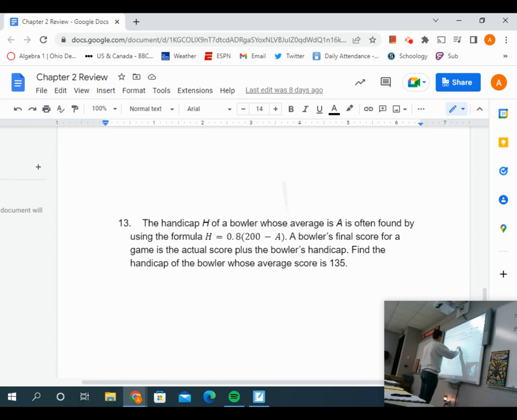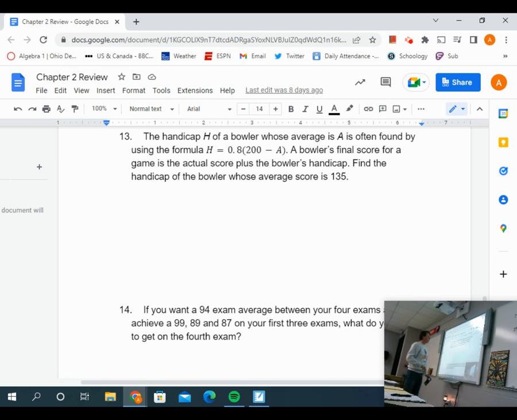Okay, let's move down to the next one. Handicap H of a bowler whose average is A is found by using this formula. A bowler's final score for a game is the actual score, so their final score equals the actual score plus the bowler's handicap. We need to find the handicap of the bowler whose average score is 135.